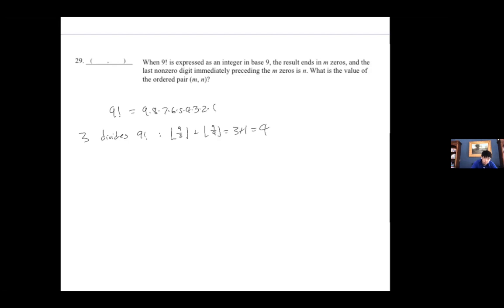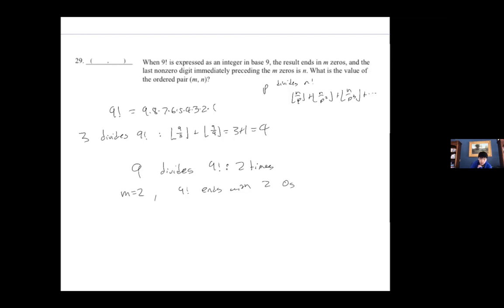This is a nice formula. I think I've talked about it before. For some prime p, the number of times that p divides n factorial is the floor of n over p plus floor of n over p squared plus floor of n over p cubed, all the way until this becomes 0. And so that means that 3 divides 9 factorial 4 times, which is pretty nice. So that means that 9 divides 9 factorial 2 times through. And so that means that m equals 2, and 9 factorial ends with 2 zeros.